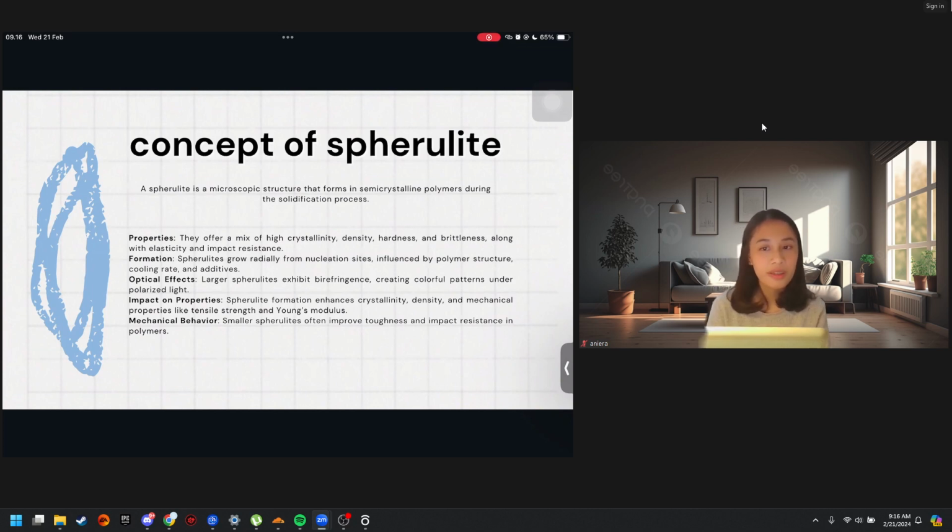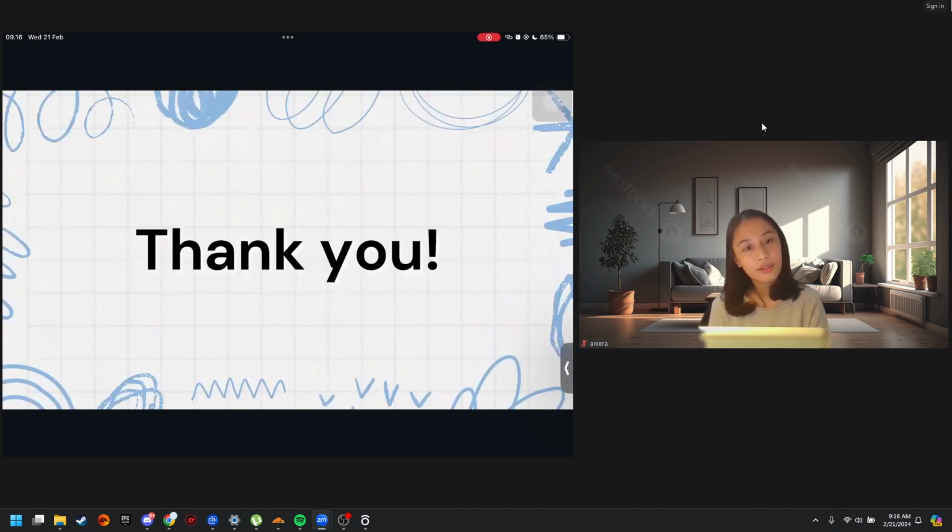For optical effects, large spherulites exhibit birefringence, creating colorful patterns in polarized light. Impact on properties: spherulite formation enhances crystallinity, density, and mechanical properties like tensile strength and Young's modulus. For mechanical behavior, small spherulites often improve toughness and impact resistance in polymers.